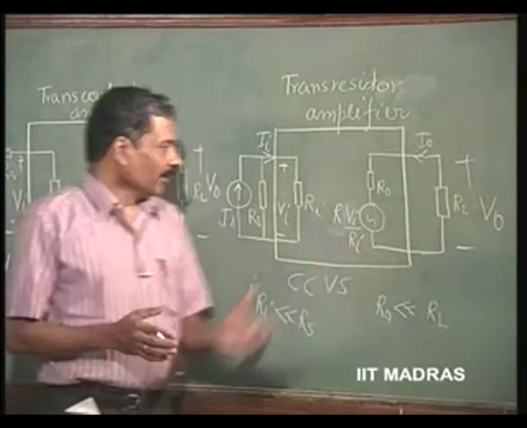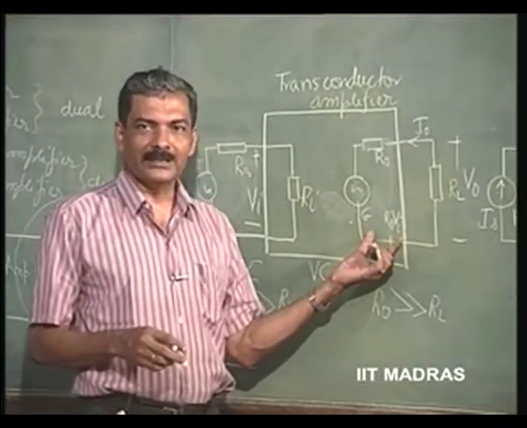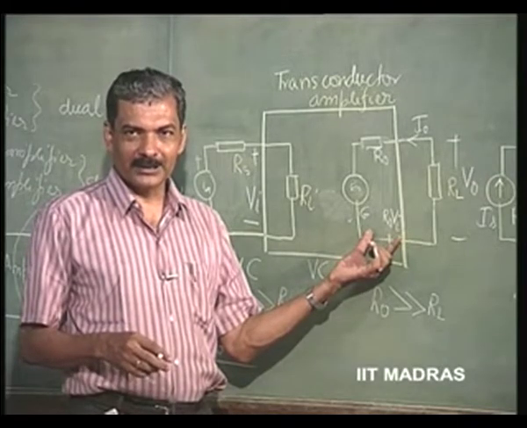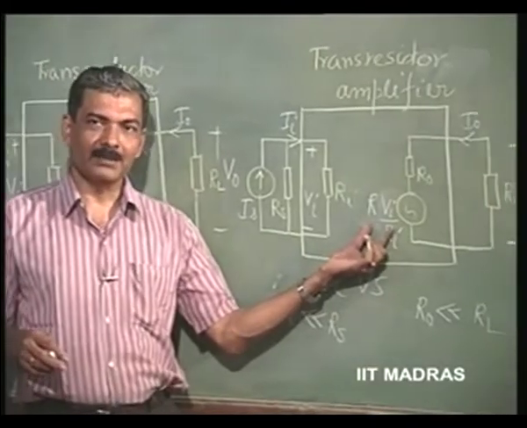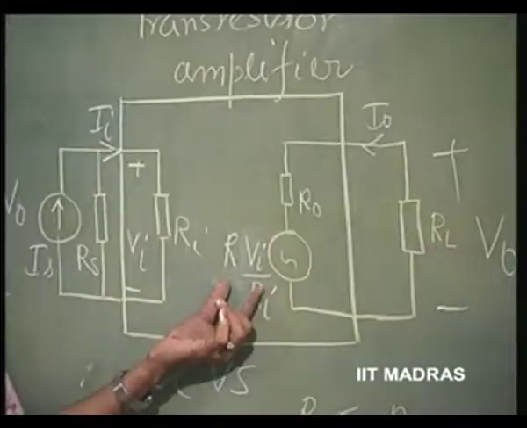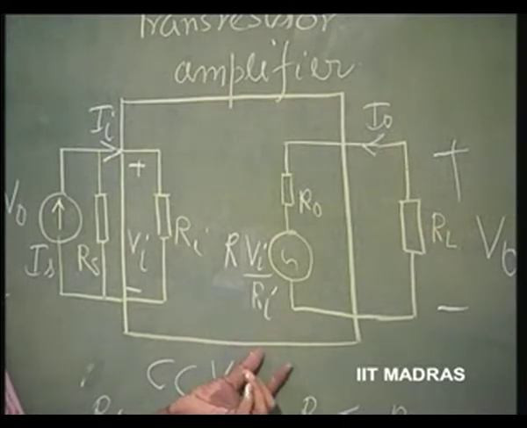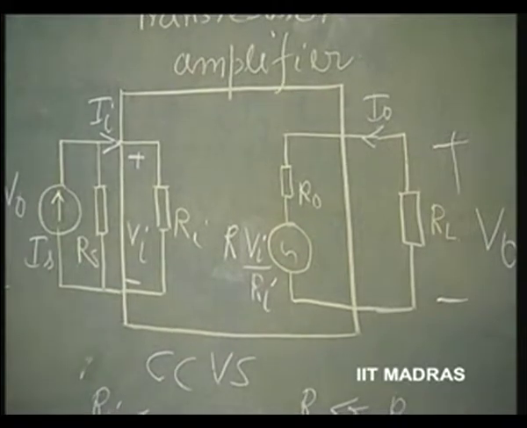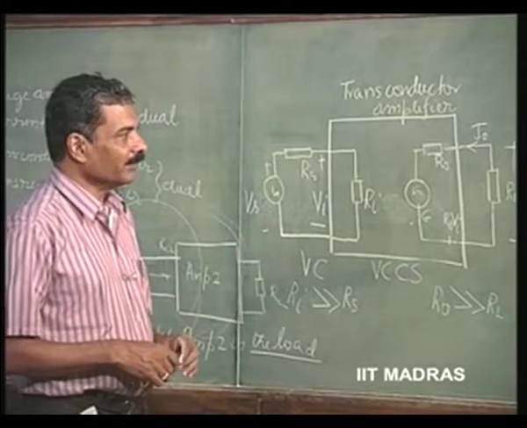So, K in this case has been G times R naught, where G is the transconductance value and R naught is the output resistance of the amplifier, and K here is nothing but R, which is the transresistance, divided by input resistance Ri. So, with this, what all we have discussed in our analysis in the earlier situation becomes valid.